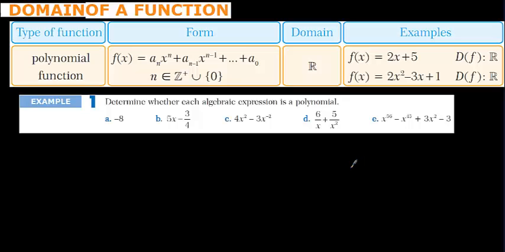The important part at this subject, at this chapter, is the domain of a function. We have 4 types of function in this part: polynomial function, rational function, radical function, and the last one is going to be exponential and logarithmic function. For the polynomial functions, the domain is R.